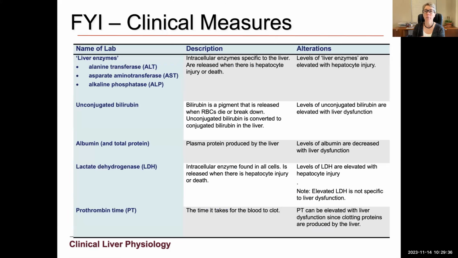Now, we are going to talk about some of these labs, but I wanted to have just an overall table here for you. We'll go over these in more detail in class, but these are labs that can help us understand liver function. There is no one lab to tell us whether the liver is working or not. So we look at all these different things that the liver either produces or the hepatocytes have inside that might get released if there's hepatocyte injury. So we'll come back and go over this, but I wanted you to just have a little bit of a preview and a reference here, but it's also in your lecture notes.